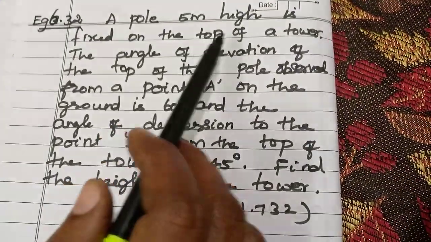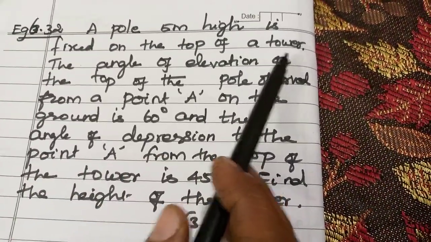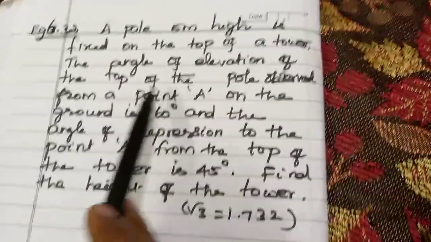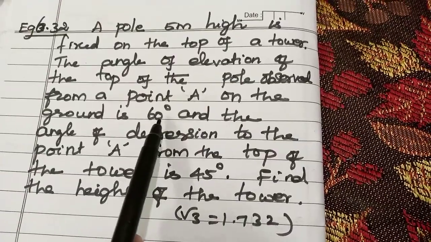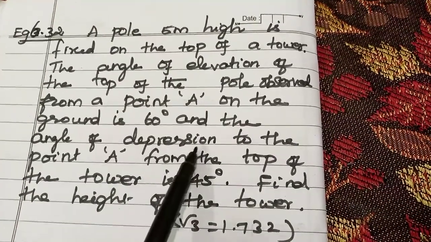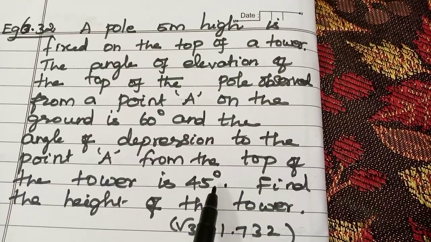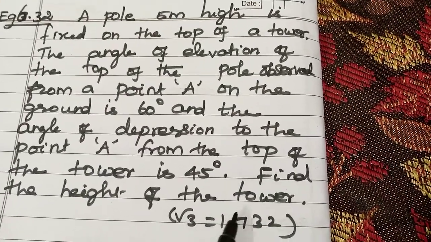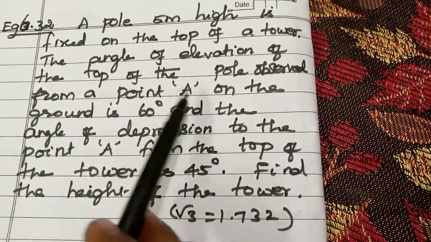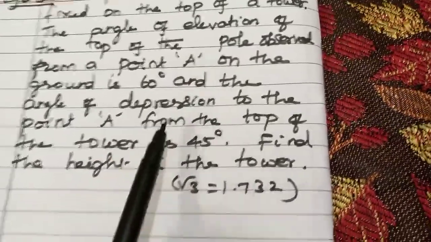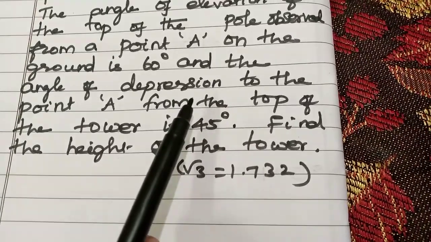A pole 5 meter height is fixed on the top of a tower. The angle of elevation of the top of the pole observed from a point A on the ground is 60 degree and the angle of depression to the point A from the top of the tower is 45 degree. Find the height of the tower. Here also angle of elevation as well as angle of depression is given. So let's give the diagram, by that you can understand easily.